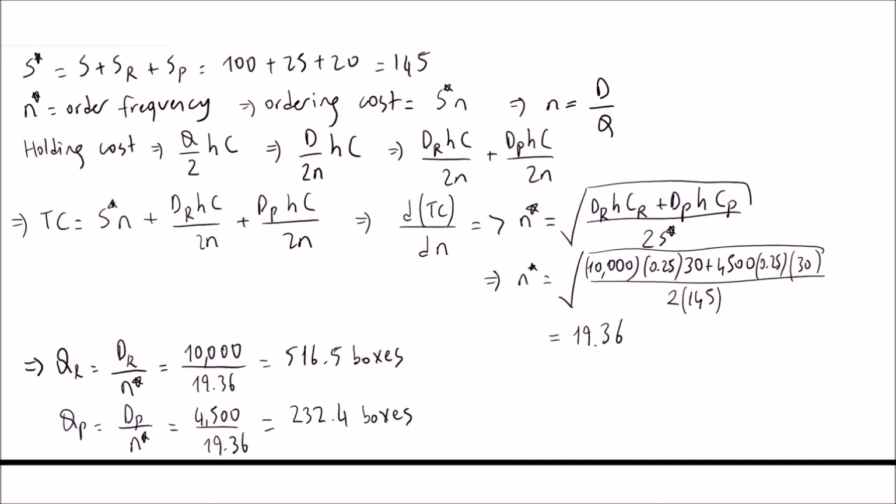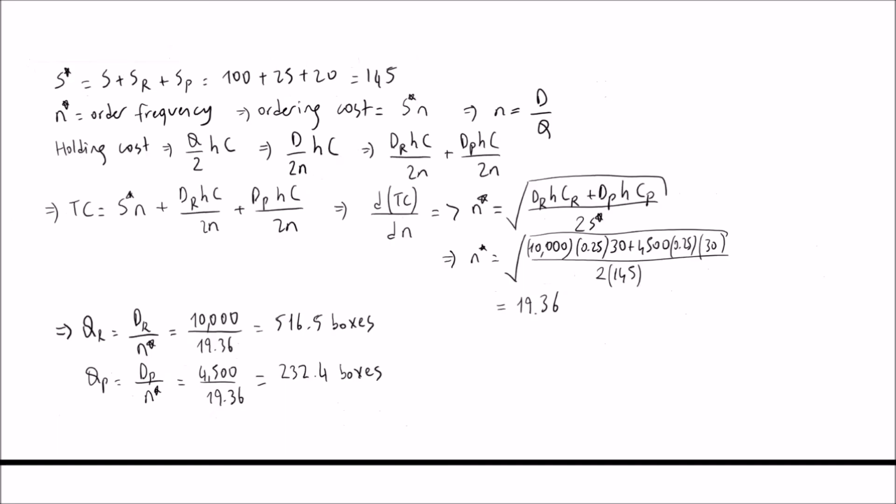So you could also find the total of these values. So you could just sum DR and DP and divide it by N star, and that is going to be the total order size. So individually we found QR and QP, but if you want to find the total Q, then you're just going to sum QR and QP, and it's going to be the order size as well.